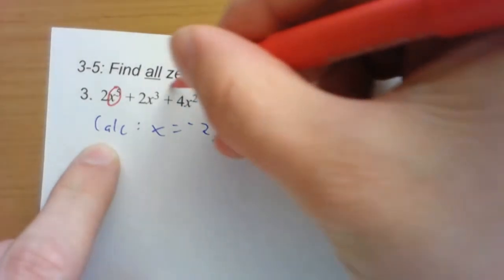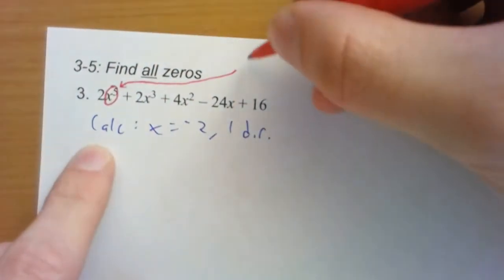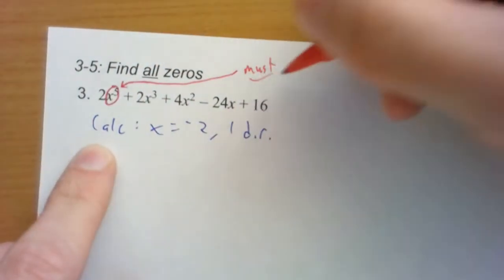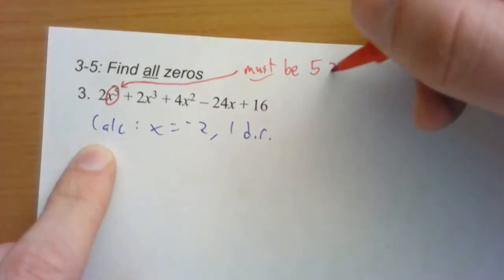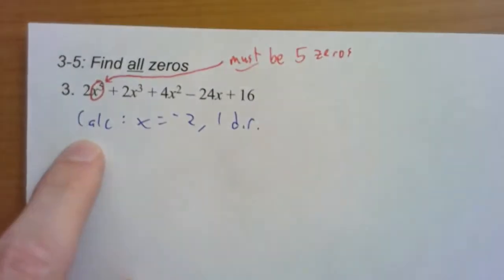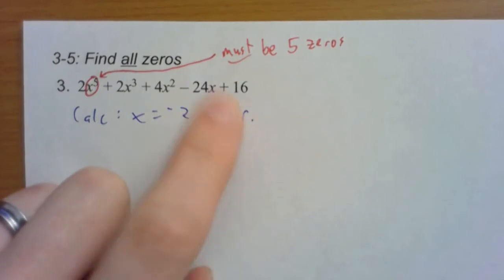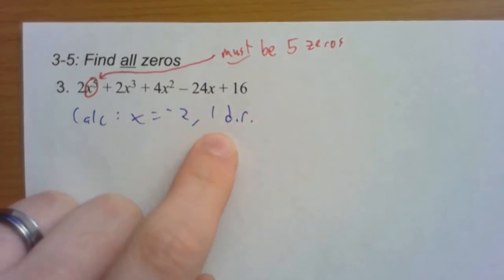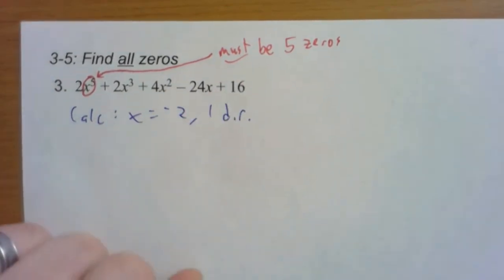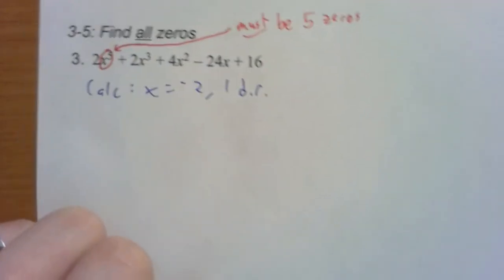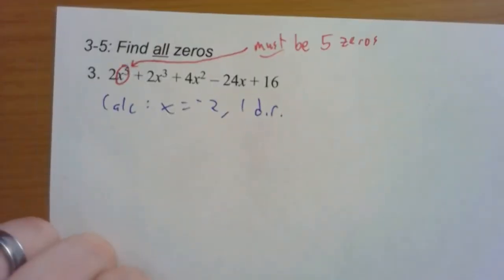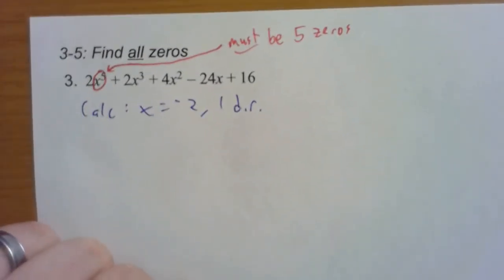This x to the 5th right here tells me there must be 5 zeros. So I've only found 3 of them so far. Again, the 1 does count twice because it's a double root. But there must be a couple more complex zeros. So what I have to do is synthetic division and find those complex zeros.